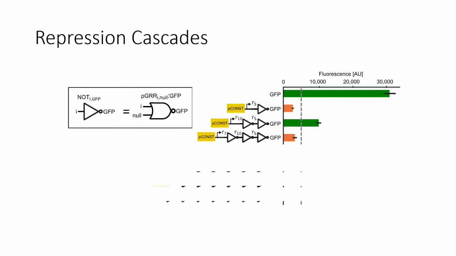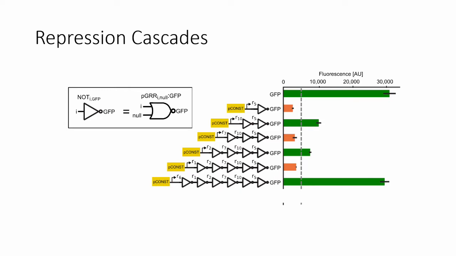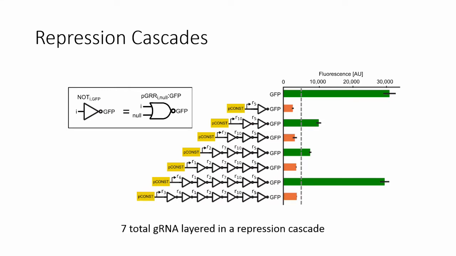So we were really excited, and we wanted to see how many more we could go. We got to 5, 6, and then 7, and then 8. So this is 7 total guide RNAs, but 8 different circuits.